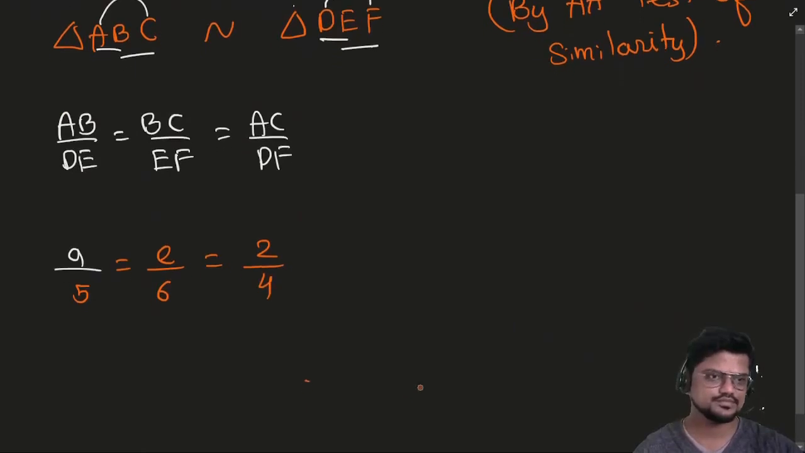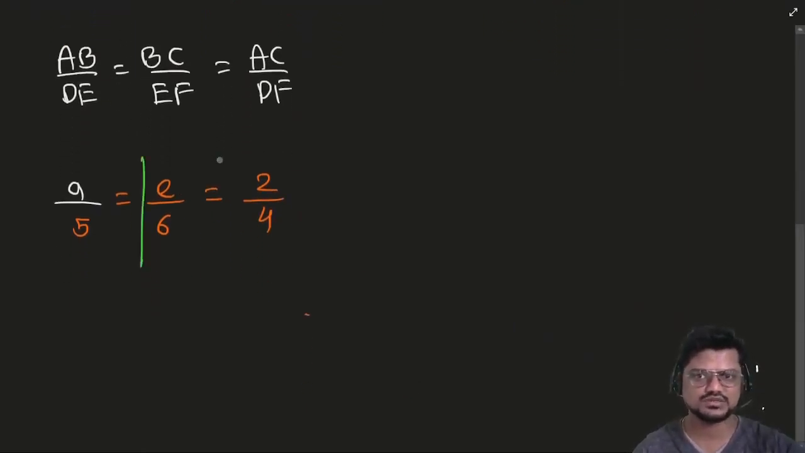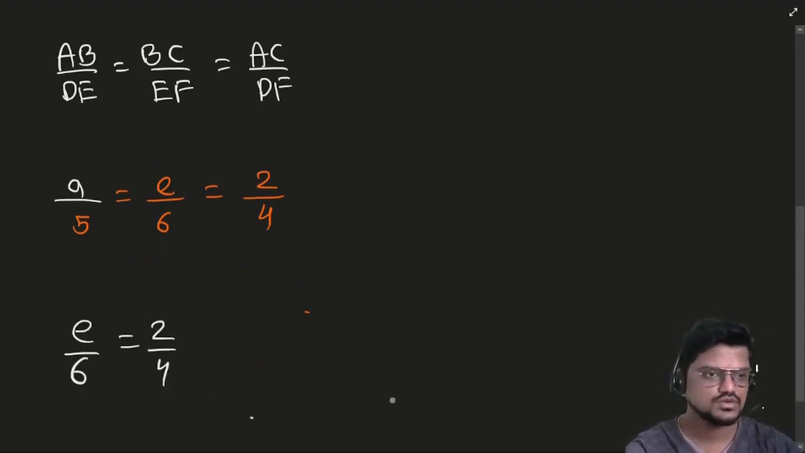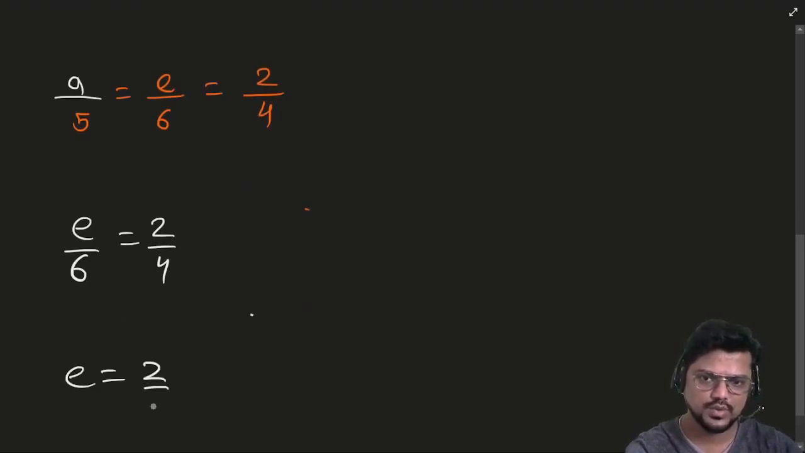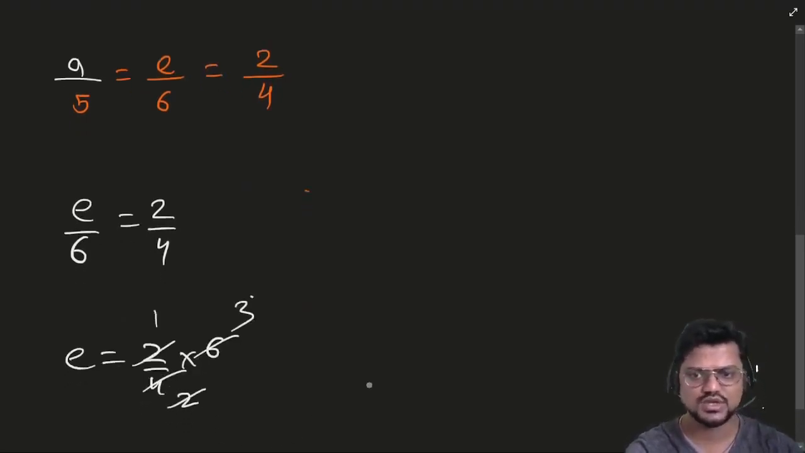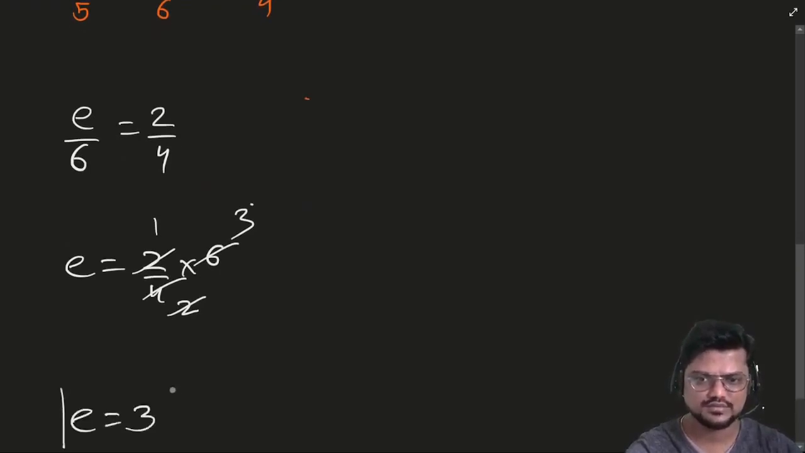Got it? Now, if you take these two equations, then what do you get? E upon 6 is equal to 2 upon 4. So E will be equal to 2 upon 4 into 6. 2 3s are, 2 2s are, 2 2 1s are. So the answer is, the value of E is 3.